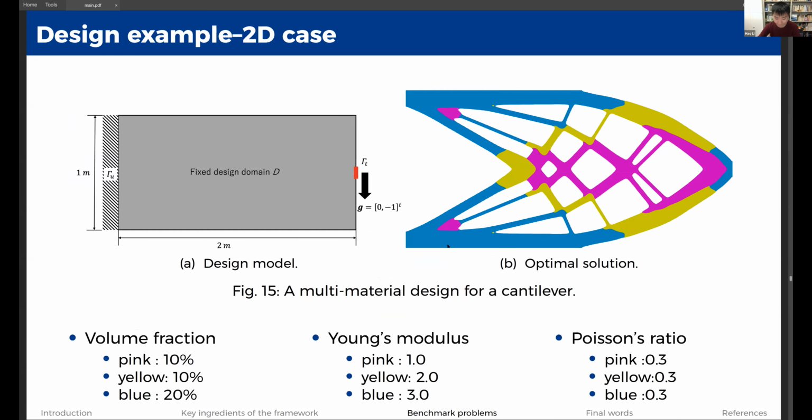Okay, a 2D cantilever benchmark. We want to optimize three material phases. The blue is the stiffest material, such as steel. The yellow is the second stiffest, such as aluminum. And the pink is the softest phase, such as magnesium.